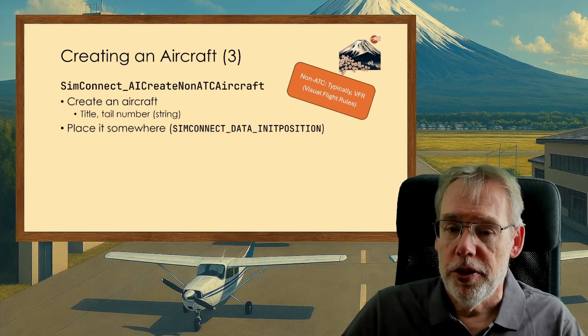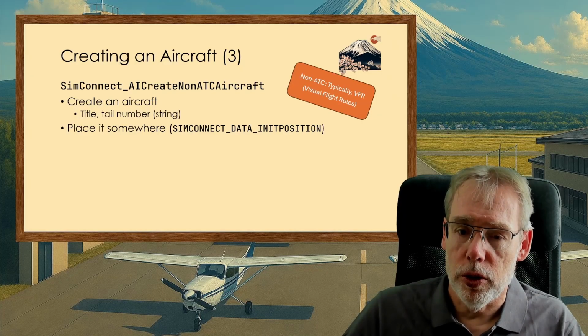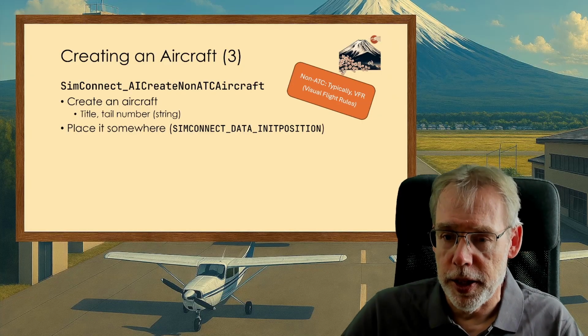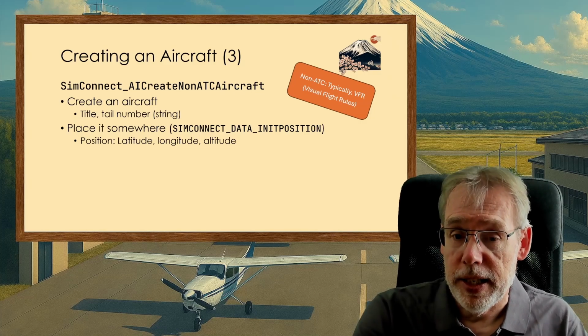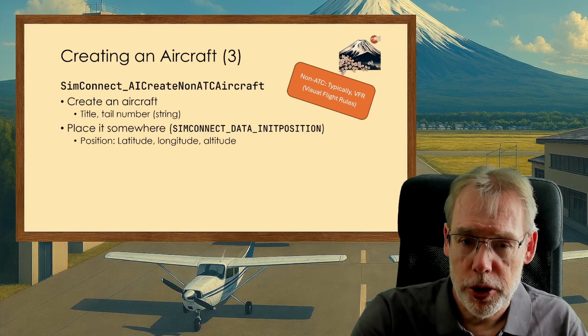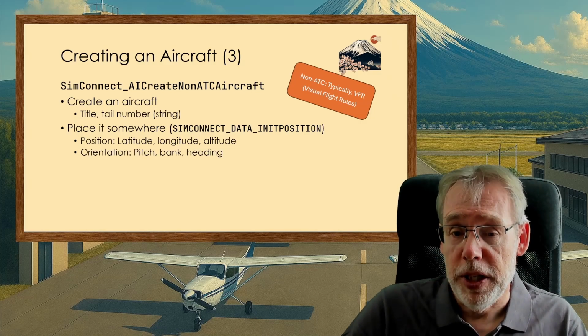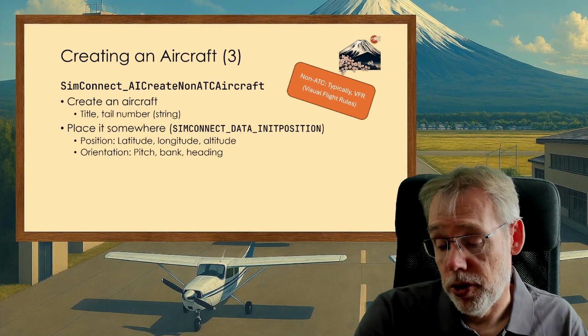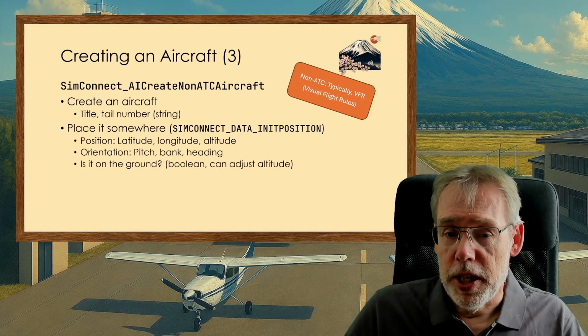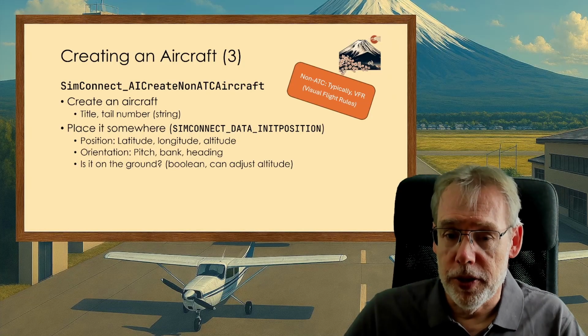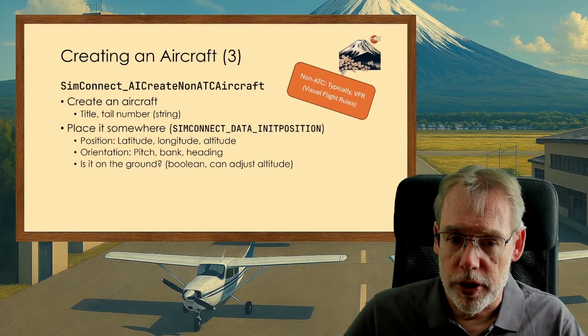For this, SimConnect has a struct called SimConnect data init position for initial position. That, of course, has a latitude, longitude, and altitude, and an orientation, pitch, bank, and heading, because it could also be in the air. You then provide a boolean to specify whether or not it is on the ground.